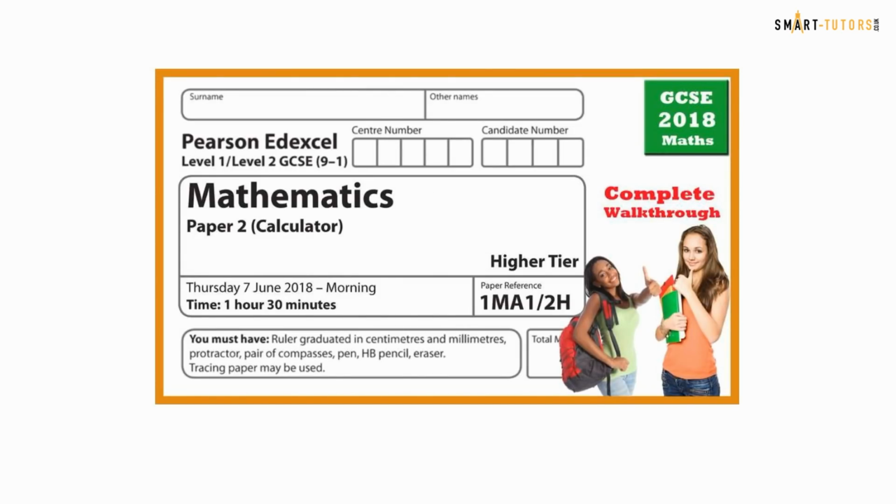Hi everyone, let's look at the GCSE 2018 Higher Calculator Paper 2.